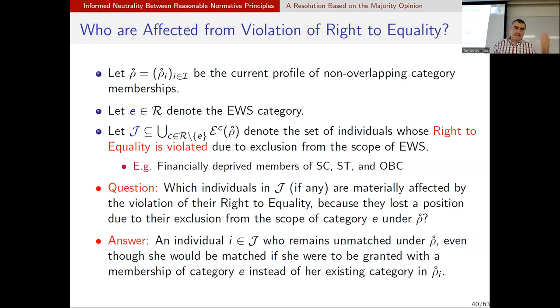Well, one answer is the following. If an individual i remains unmatched under the current structure, even though she would be matched if she were granted membership of category E instead of her existing category, then she can make that point, right? This would also create an incentive compatibility issue if she had the ability to hide her caste certificate, which she doesn't. You are not required to declare your caste status for the other reservations, but for the EWS, you are supposed to. So you cannot even get EWS by giving up scheduled caste status legally in India. If you could, that would be an incentive compatibility issue too.